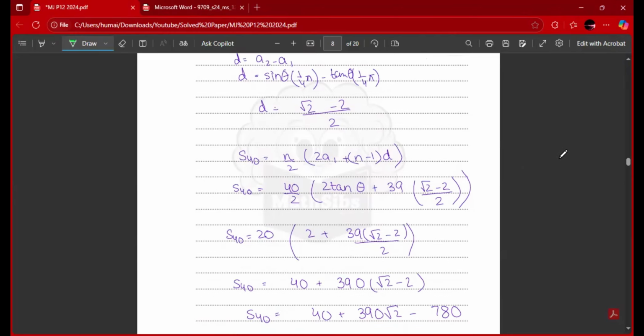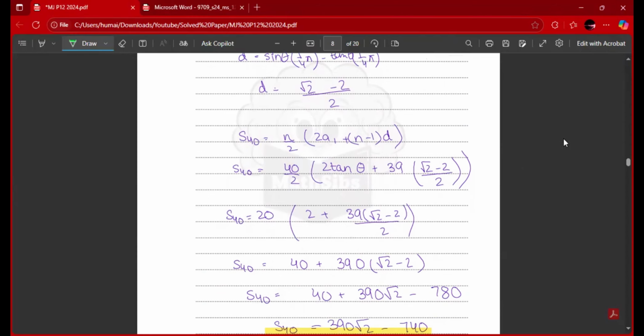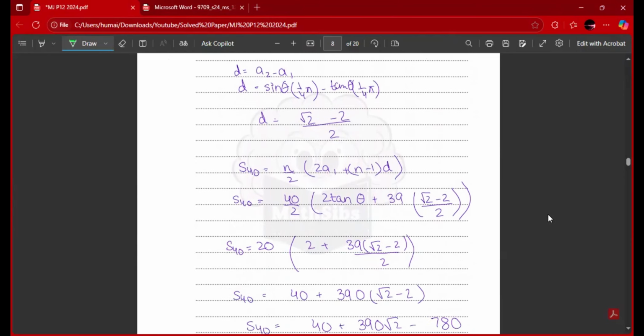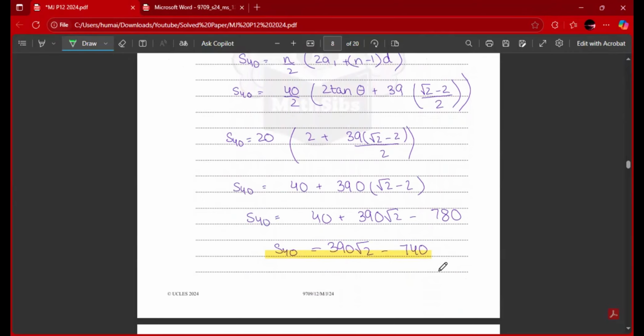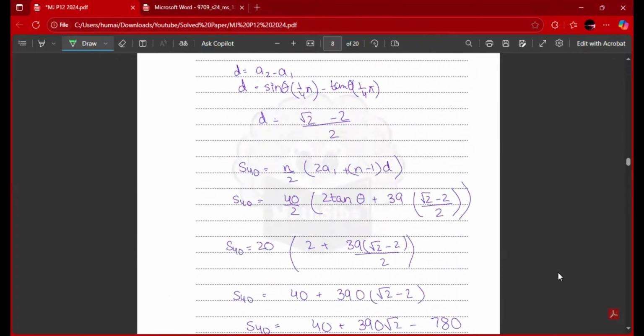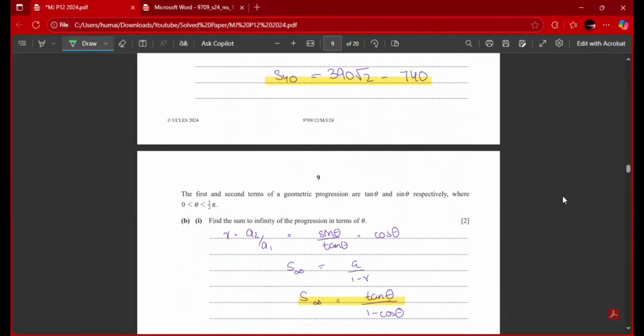We have all the values of A1 and D. Just put the values. Solve tan theta again because we also have the value of theta, which was given as 1 over 4 pi. Substitute it, do the simplification. You'll get your final answer for the sum of 40 terms. And we have to write it in this form because they have given an exact answer, not decimals. So we are not supposed to write decimals. We have to give the answer in exact terms using the square root or whatever it was.